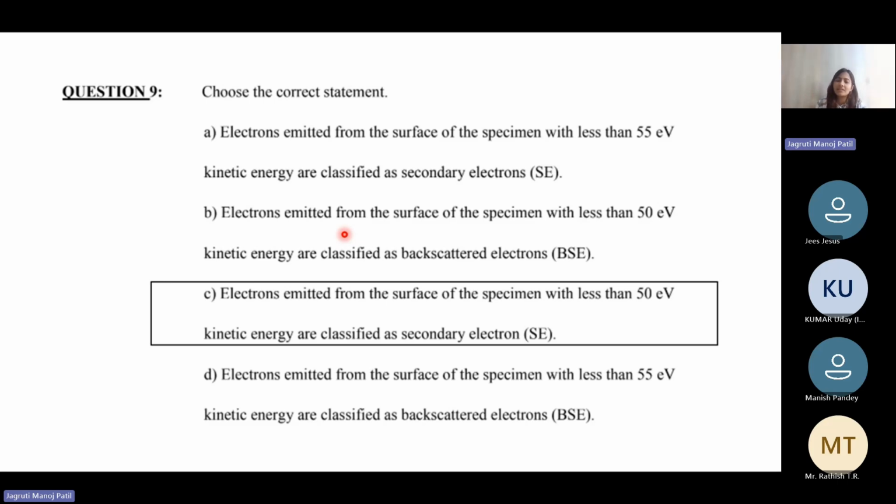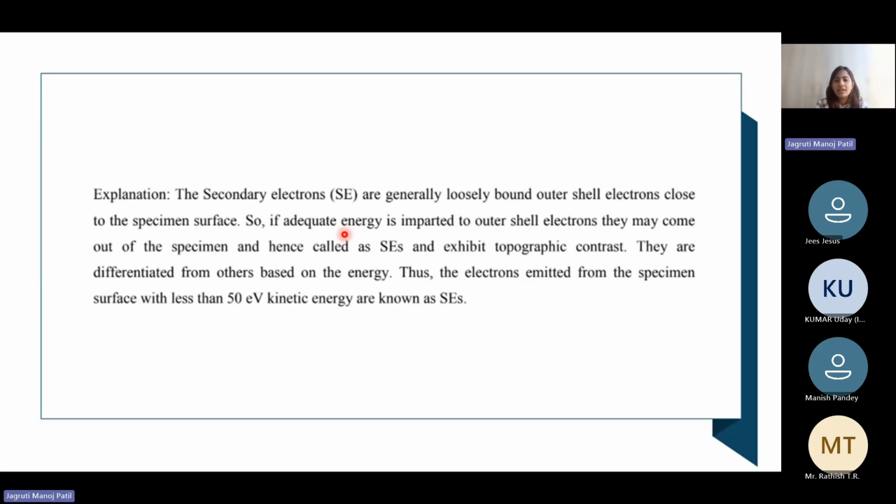Why? Because backscattered electrons come from depth. For those kinds of electrons to be generated, you have to send a much higher energy from your source so that it interacts with the specimen, and the electrons will then have lesser energy when they are emitted back. So 50 electron volts is only for secondary electrons. These are outer shell electrons that get emitted quickly and have kinetic energy less than 50 electron volts.